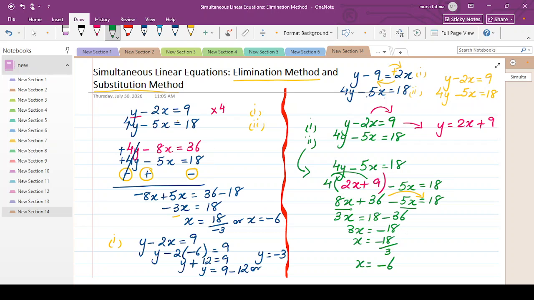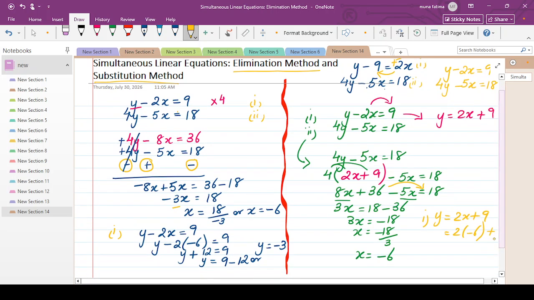And using this value, and using equation number 1 because it's simpler, we can find the value of y. And for the record, you can use this version or this version, it's the same thing. y is equal to 2x plus 9. We substitute the value of x, which is minus 6, plus 9. So that gives you minus 12 plus 9 or minus 3. And we're done.